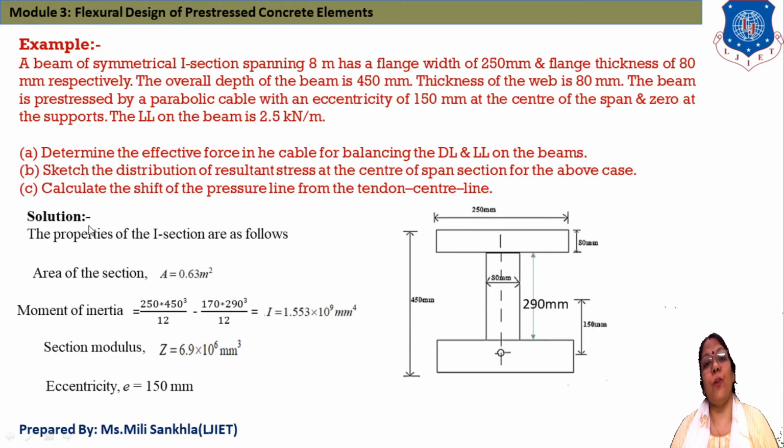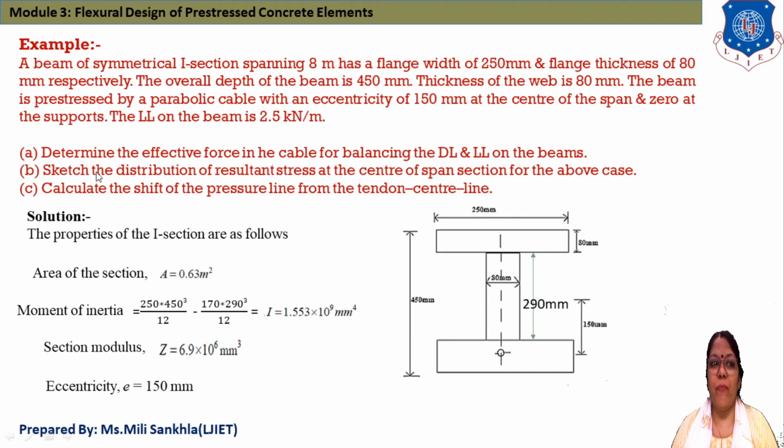Okay, now we solve the first example. Before solving, we read the data carefully. Beam of symmetrical I section spanning 8 meter, flange width is 250 mm and thickness of flange is equal to 80 mm. Overall depth of beam is 450 mm. Thickness of web is equal to 80 mm. Beam is prestressed by a parabolic cable with eccentricity of 150 mm at the center of beam. Okay, from the center of beam our eccentricity is given 150 mm and 0 at the support. Live load on beam is 2.5 kilonewton per meter.